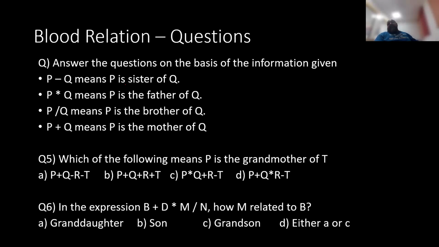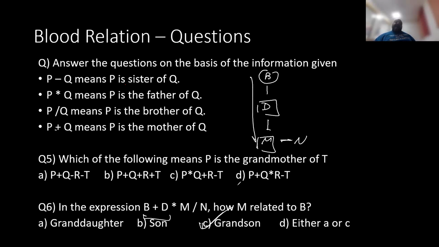Here, drawing the family tree maybe would be a decent idea because only one tree needs to be drawn. B plus D into M divided by N. B plus D: B is the mother of D. D into M: D is the father of M. M divided by N: M is the brother of N. How is M related to B? M is the grandson of B. Right?